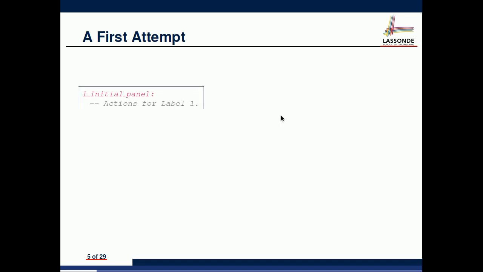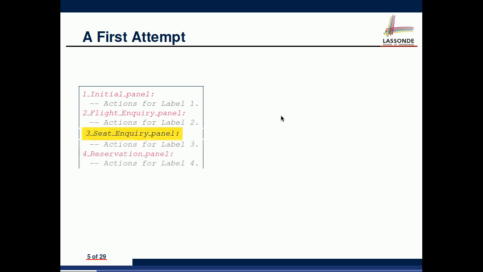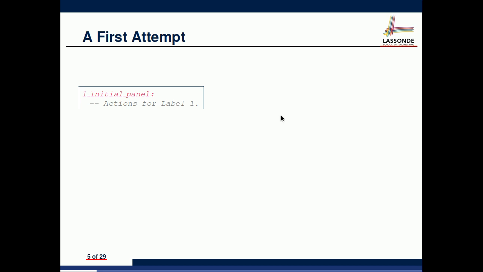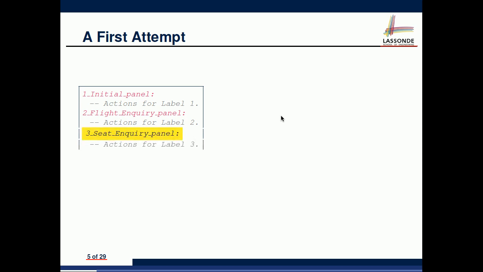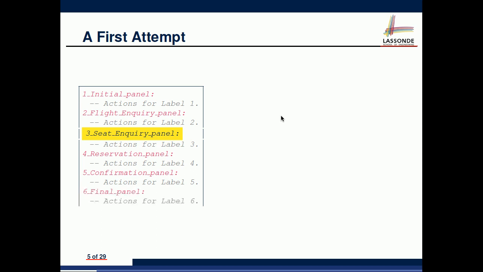The first attempt can be done in a language like C, or even the MIPS language that you learned back in 2021, assembly. You can actually do it. Let's see how we can do it. Remember, we got 6 different states, so we got 6 different labels. We got one label for state number 1, initial panel, and label number 2, flight inquiry. Label number 3, seat inquiry, and then reservation panel, and then confirmation panel, and then final panel.